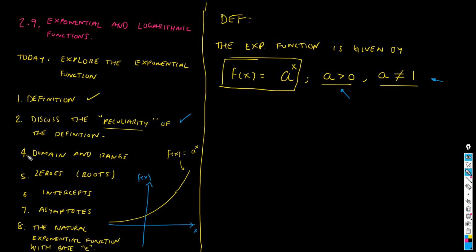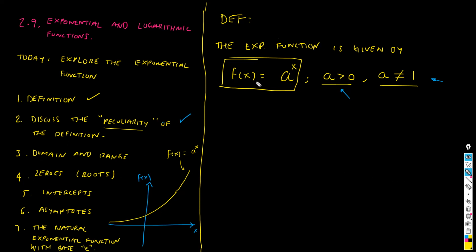Perfect. I'm sorry, this is number 3. It's very quick. 1, 2, 3, 4, 5, 6, and 7. 7 points. Okay, number 3, the domain and range.